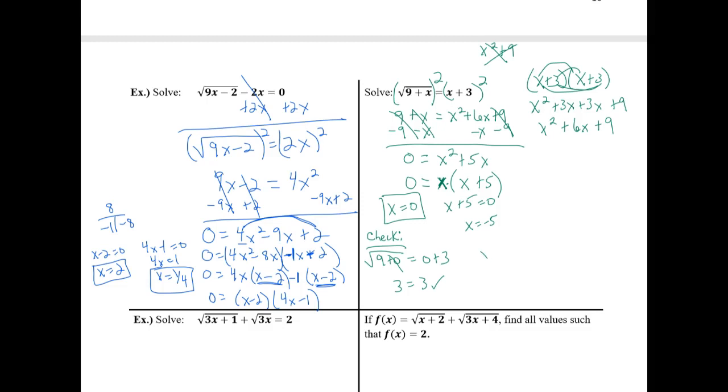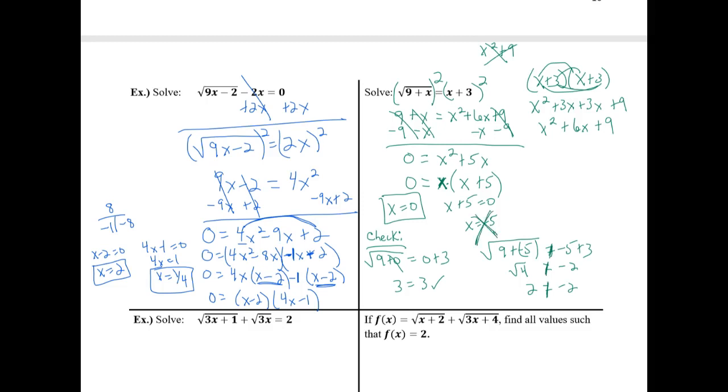Try negative 5. Take the square root of 9 plus a negative 5 equals negative 5 plus 3. Well, 9 plus a negative 5 is 4. Square root of 4 is 2. On the right-hand side, negative 5 plus 3 is a negative 2. Does positive 2 equal negative 2? No, those are not equal. So this is not part of our solution set.